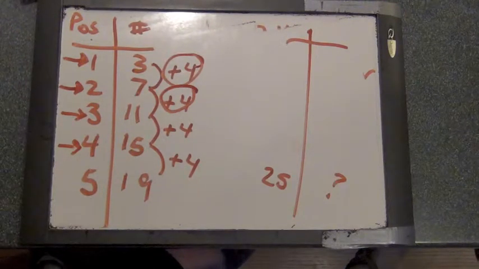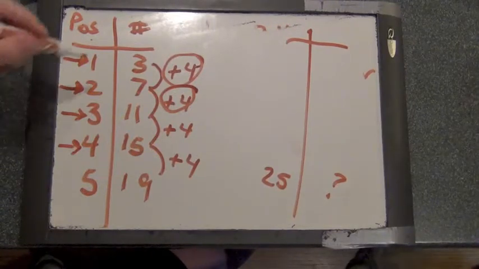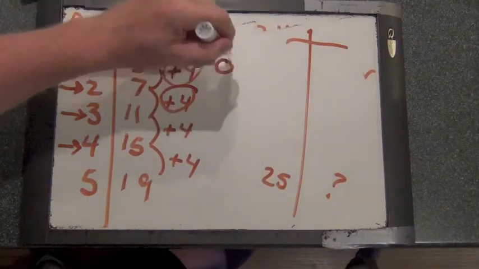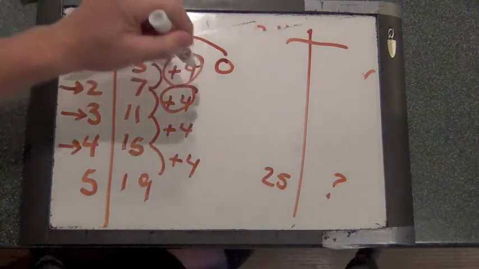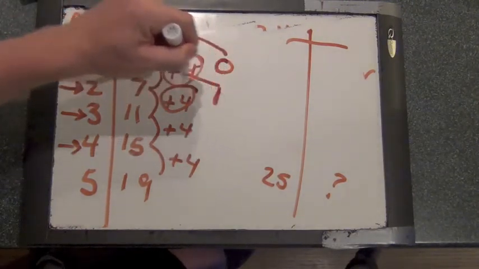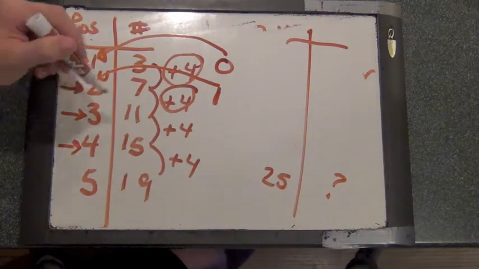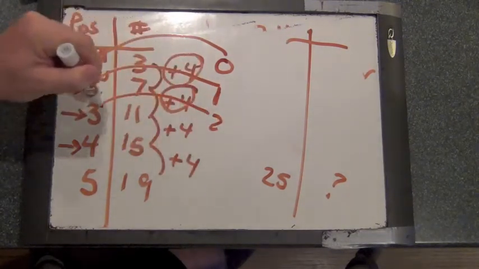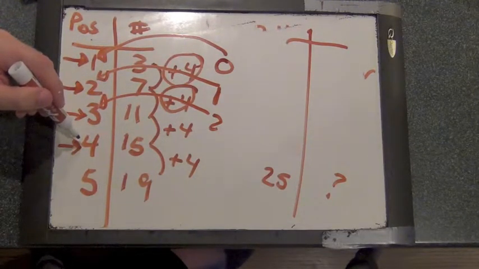How did you figure that out? Because when you start at 1, you have 0 4s. When we start here, we had 0 4s. 0 corresponded to number 1. For here, we had 1 4. That was our second number. How many 4s did we have for the third number? We had 2. 2 corresponded to the third number. How many 4s do we have for the fourth number? We have 3.